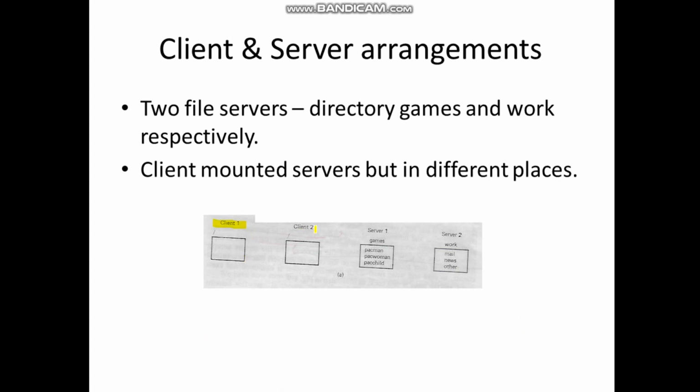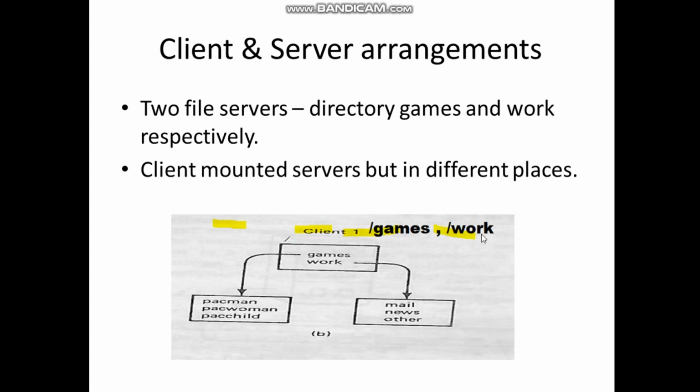Now we will see client-server arrangement in the distributed system. Now we have two clients, client 1 and client 2, and file servers, server 1 and server 2. Two file servers have directories named games and work respectively. Clients mounted the servers but in different places. Client 1 mounted games and work in the root directory and can access them as /games and /work.